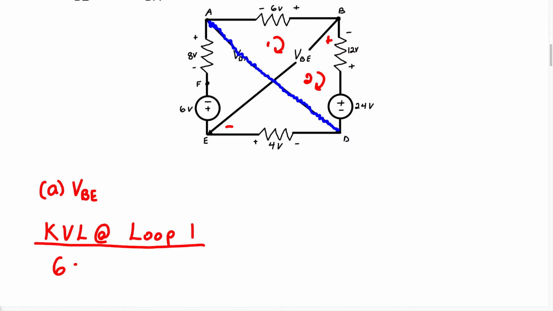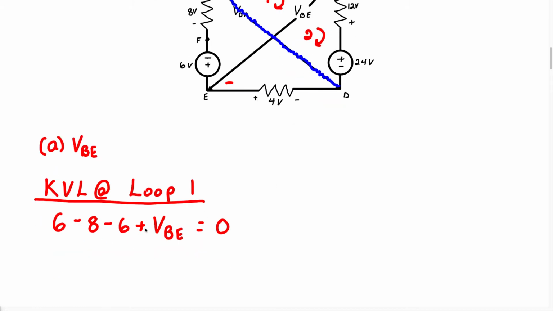Then as we go around, we have 8 volts at that resistor. Then we have minus 6 volts at the top resistor because we're entering the negative terminal. And finally, we're going to end it with plus the voltage across that wire, which is just the voltage VBE. And we know all of that should equal 0. That's what Kirchhoff's voltage law states.